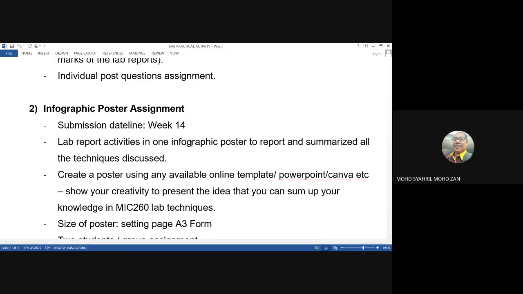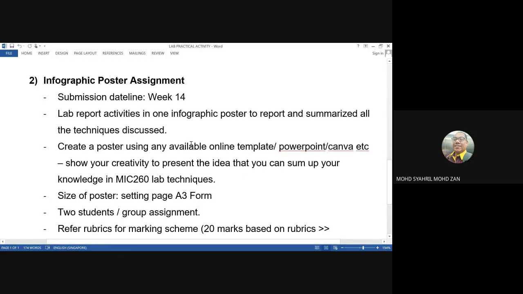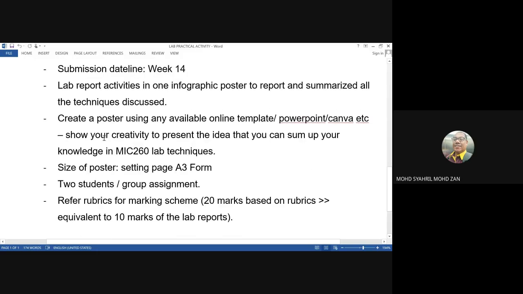So untuk membantu awak dalam proses membuat poster assignment ni, saya ada sertakan sekali video. Alright. Kita tolong buka video teknik-teknik yang akan dibuat. Okay. Number 3, create a poster using any available online templates, PowerPoint, Canva. Okay, so show your creativity to present the idea that you can sum up your knowledge in MIC 260 lab techniques.